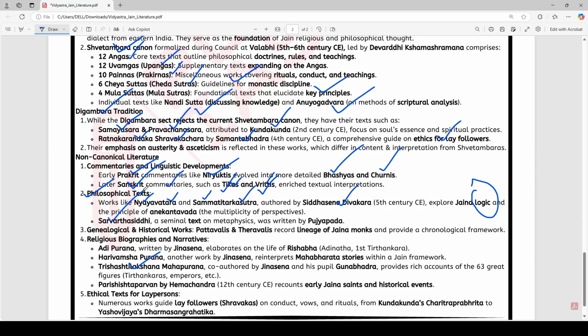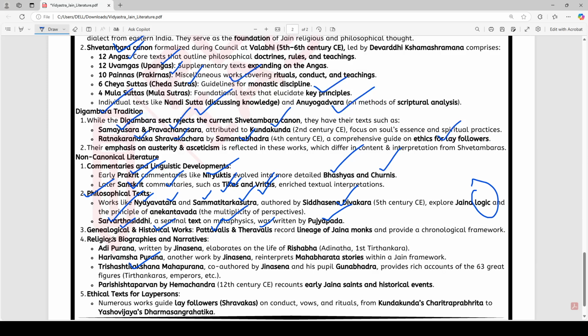Okay, then we talk about Sarvartha Siddhi. Sarvartha Siddhi means when we have attained everything. Okay. So when we discuss metaphysics, we discuss the foundations, why things exist, why anything exists. So that book written by Pujyapada is known as Sarvartha Siddhi. Now then there are genealogical and historical works like the chronology in which the Tirthankar came, what happened when, that are explained in Pattavalis. Pattavalis literally means chronological text. Theravalis means written by Theras and Theris. Thera means Jain monks, Theris means women Jain monks.